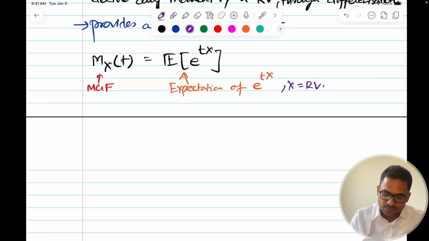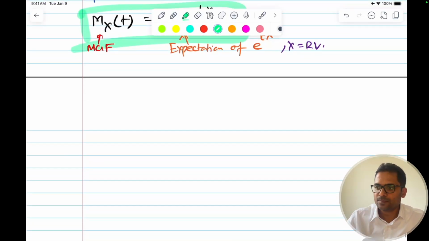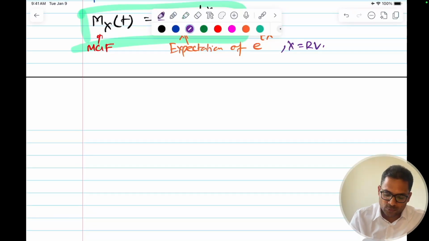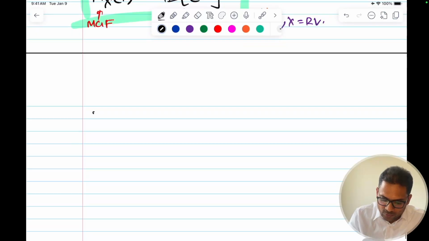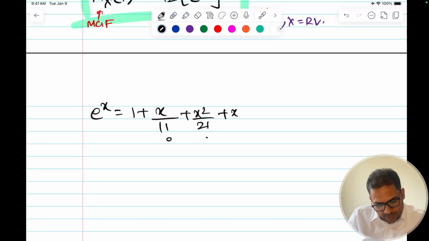This is the main formula, and let's see what is the main magic behind this. So we know the exponential formula, right? What is e to the power x? This is equal to 1 plus x by 1 factorial plus x square by 2 factorial plus x cube by 3 factorial plus so on till infinity.